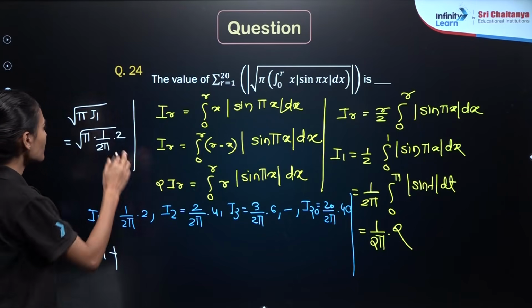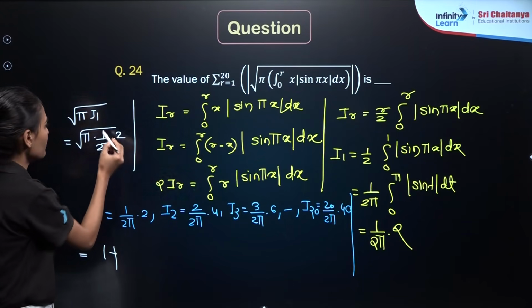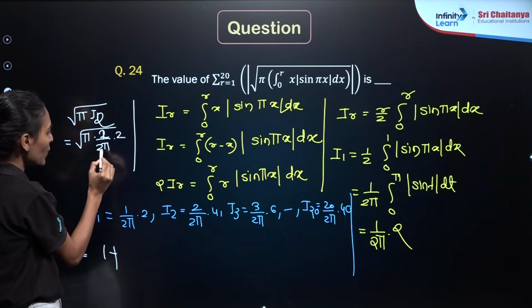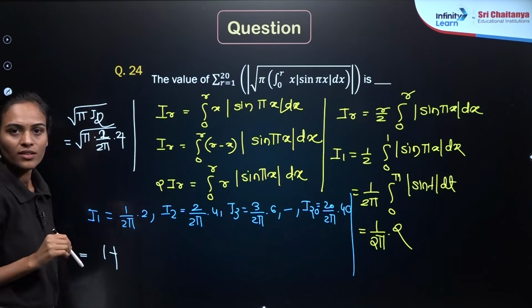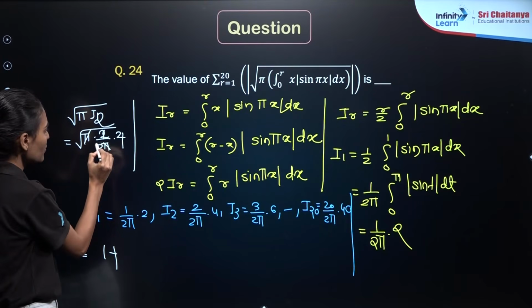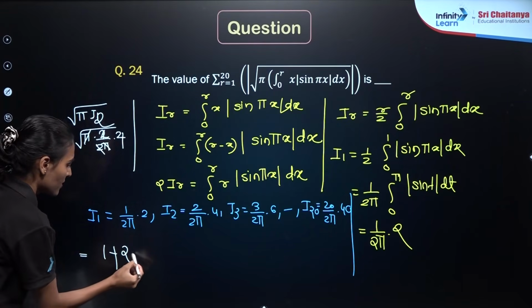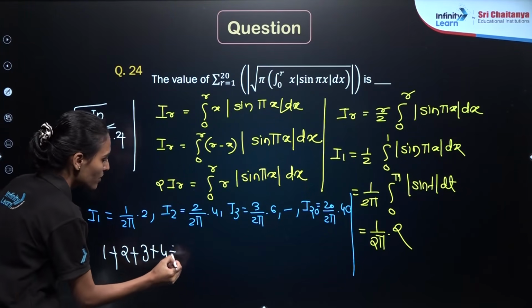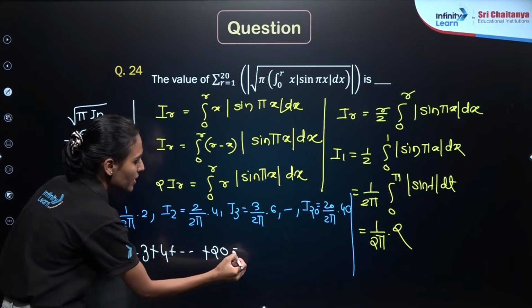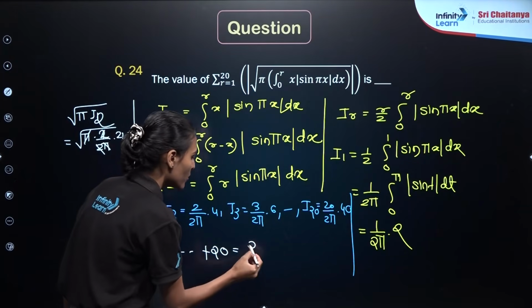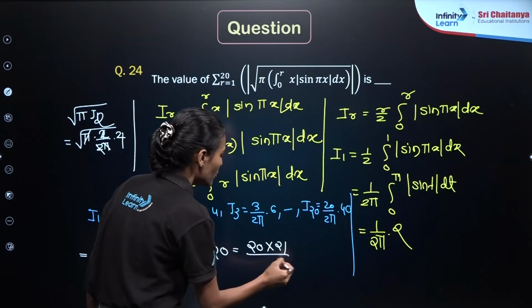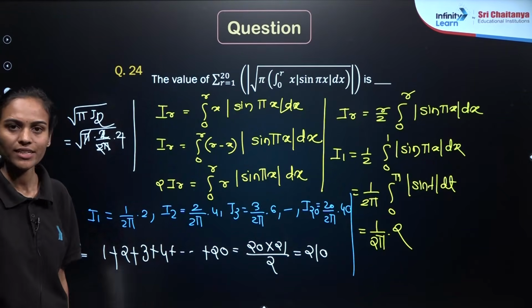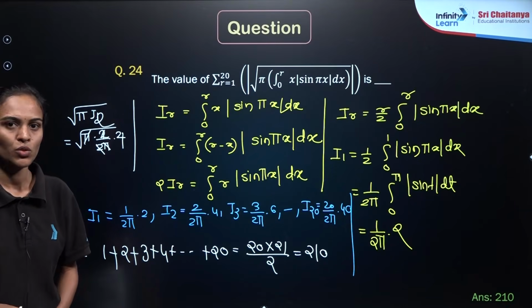The second will become square root of pi into I2. So it will become what? Pi into, see this is 2 upon 2 pi into 4. So pi gets cancelled, 2 gets cancelled. Root 4 is 2. Second is 2, first is 1, so third will be 3, fourth will be 4, and so on up to the 20th will be 20. Sum of the first 20 natural numbers will be what? 20 into 21 by 2, which is nothing but 210. So the answer for this question is 210. In this way you can approach this question.